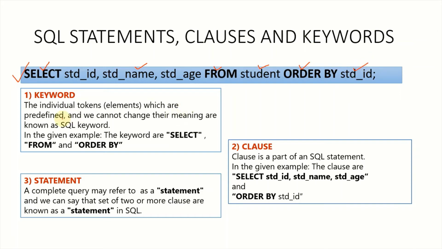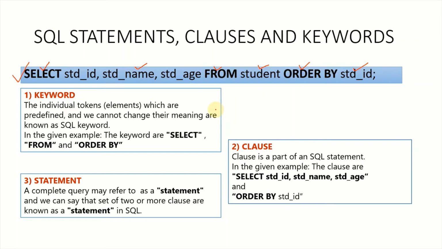First, keyword. Keywords are the individual tokens or elements which are predefined. Like we have select, from, order by, these are predefined and we cannot change their meaning in SQL. These must perform their operations as they are defined for. In the given example, we have select, from and order by as keywords.